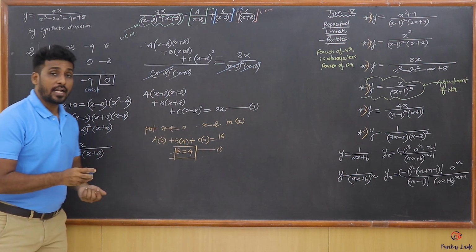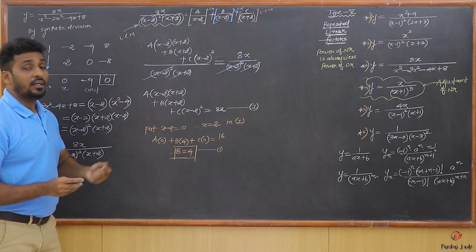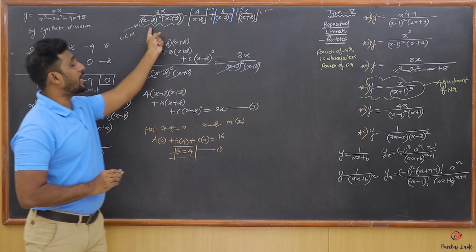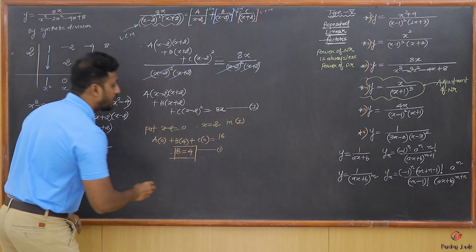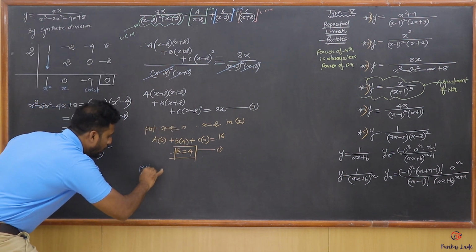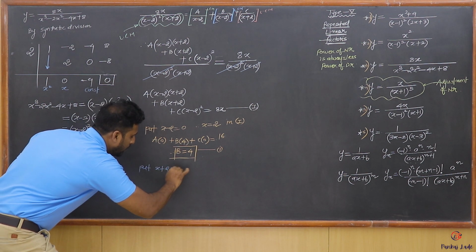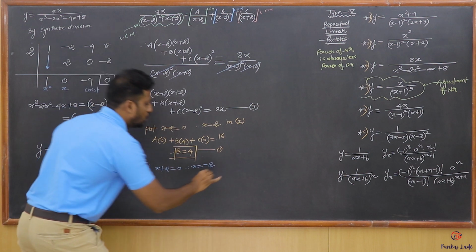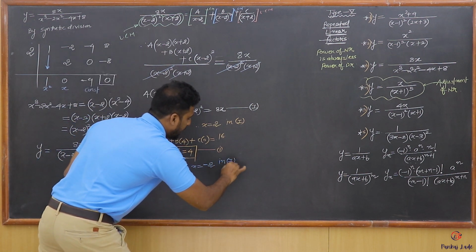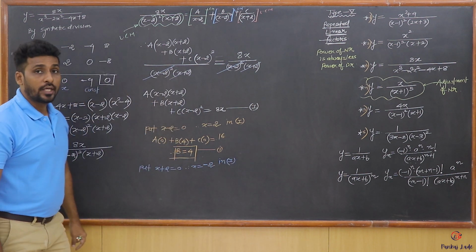Now, once I've got the value of b, let's proceed with the second factor. Once the factor x minus 2 is over, the second factor is x plus 2. So let's begin with the next factor, x plus 2. I'm going to put x plus 2 equal to 0. That means x becomes equal to minus 2 in our first equation. So wherever you see x plus 2, there you are going to put 0.